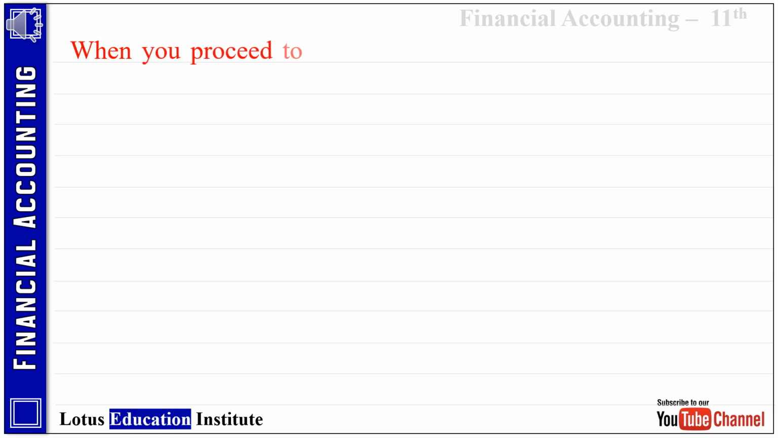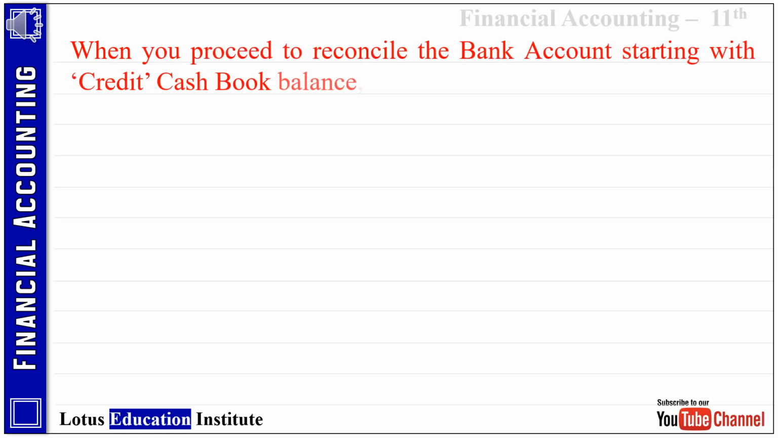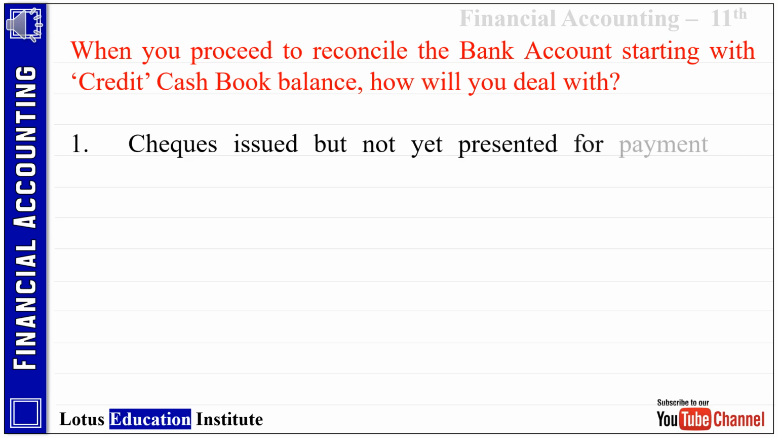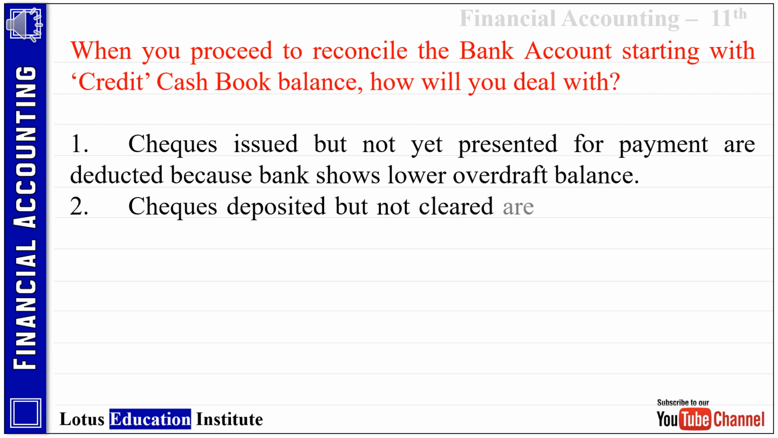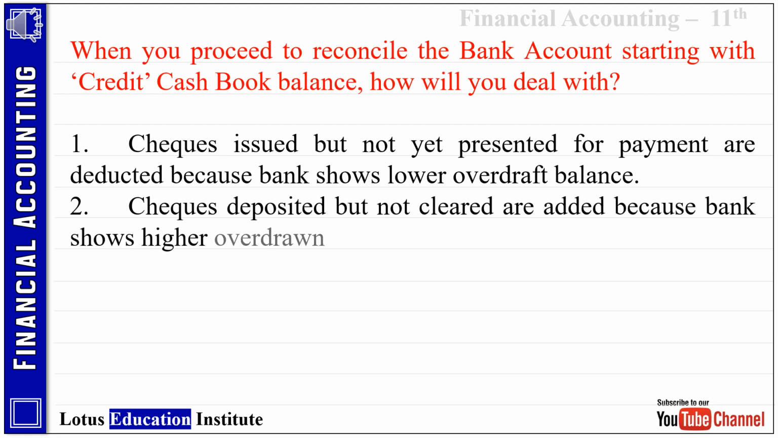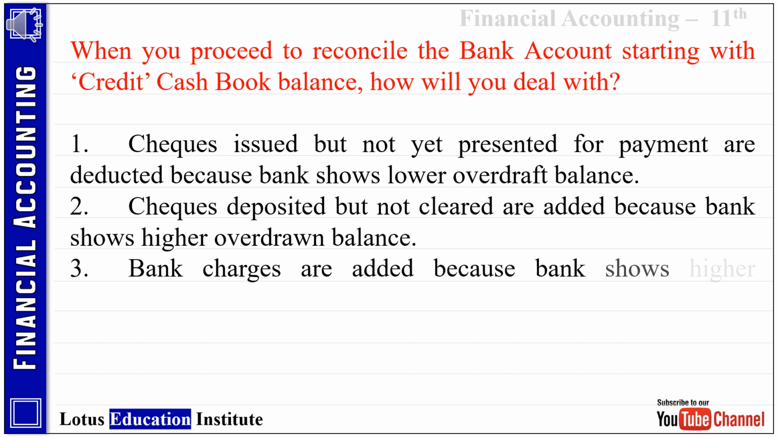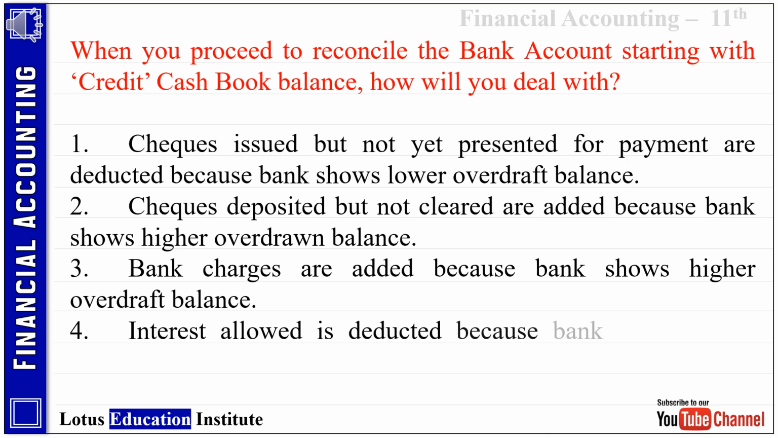When you proceed to reconcile the bank account starting with credit cash book balance, how will you deal with: 1. Checks issued but not yet presented for payment are deducted because bank shows lower overdraft balance. 2. Checks deposited but not cleared are added because bank shows higher overdrawn balance. 3. Bank charges are added because bank shows higher overdraft balance. 4. Interest allowed is deducted because bank shows lower overdraft balance.